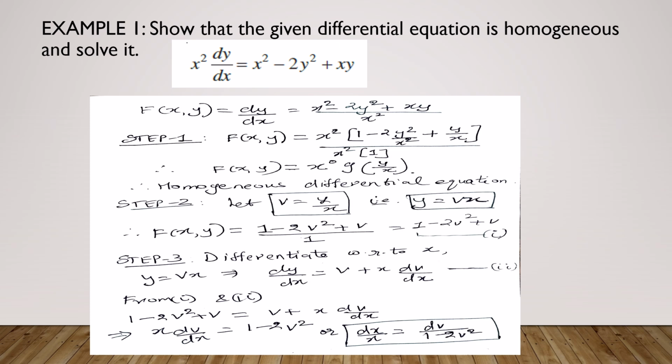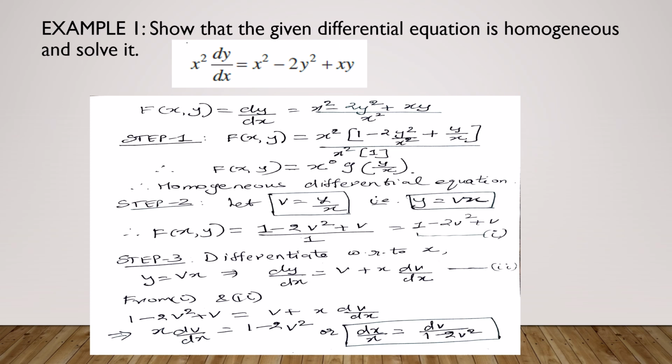In this function, since you have x square in the denominator, you can take x square outside. As I told you, you can take x, y, anything outside, or you can take f of lambda x, lambda y, whichever is easy. Suppose I take x square outside from numerator and denominator, it gets cancelled and I will get in the bracket a function in the variable y by x. So I could express f of x, y as x raised to 0 into g of y by x. So it is a homogeneous differential equation. Why? Because it is of degree 0. So the first step is done.